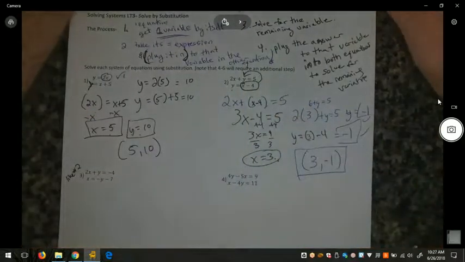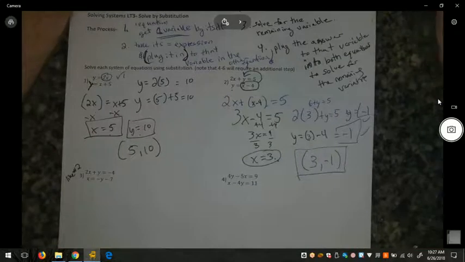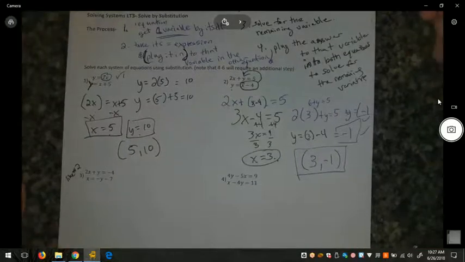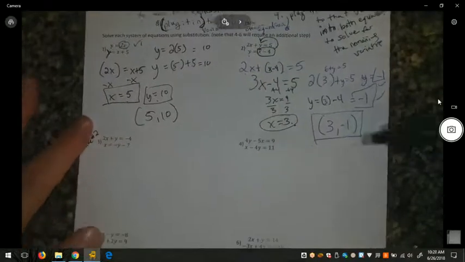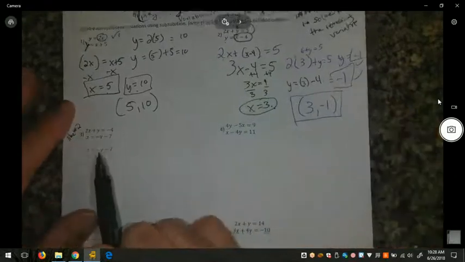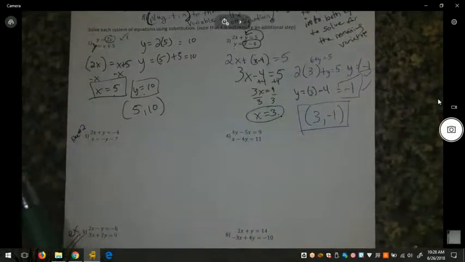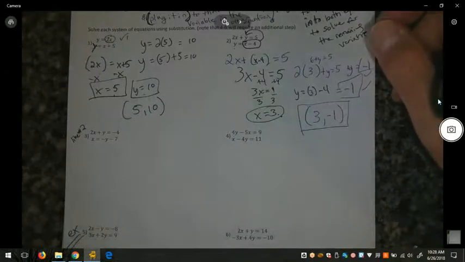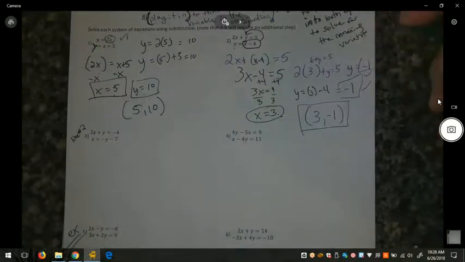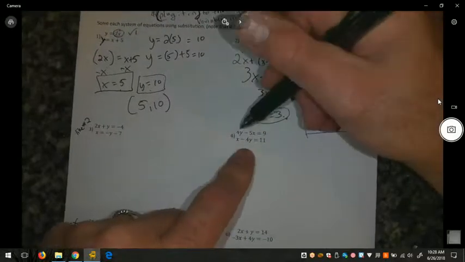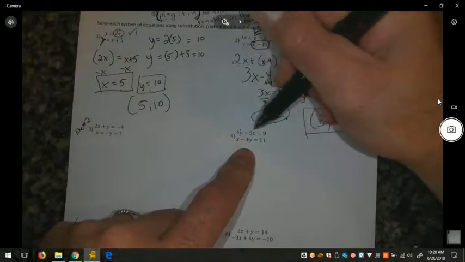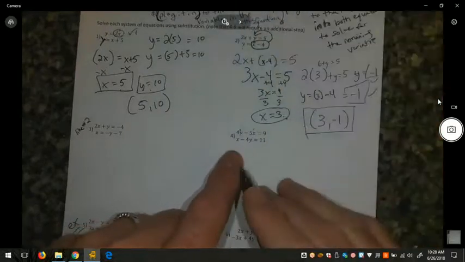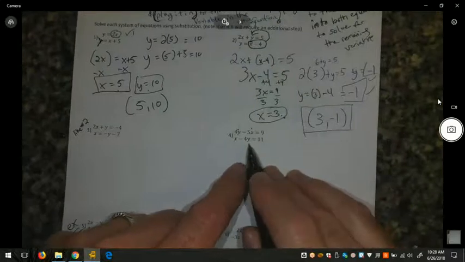I'm going to give you one more example before I ask you to try a problem. Actually, I'm going to ask you to try 2 problems before we do the next example. I'd like you to try number 3 and number 4. Number 3, there is already a variable by itself. In number 4, there is not a variable by itself, but one of them would be very easy to get by itself. Looking at problem number 4, top equation, there's a coefficient on x and y. In the bottom equation, there's no coefficient on x, just on y.